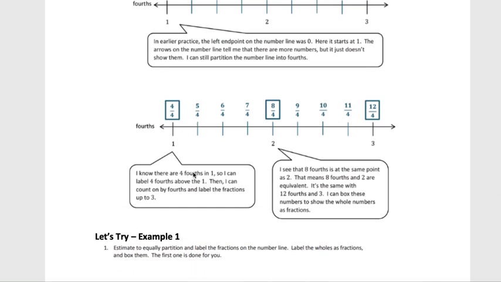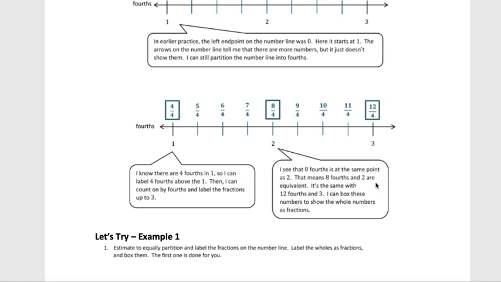I know there are 4 fourths in 1, so I can label 4 fourths above the 1. Then I can count on by fourths and label the fractions until I get to 3. So we go 4 fourths, 5 fourths, 6 fourths, 7 fourths, 8 fourths. Now they put a box around it because it's a whole number. 9 fourths, 10 fourths, 11 fourths, 12 fourths. They put a box around 12 fourths because it was at a whole number.